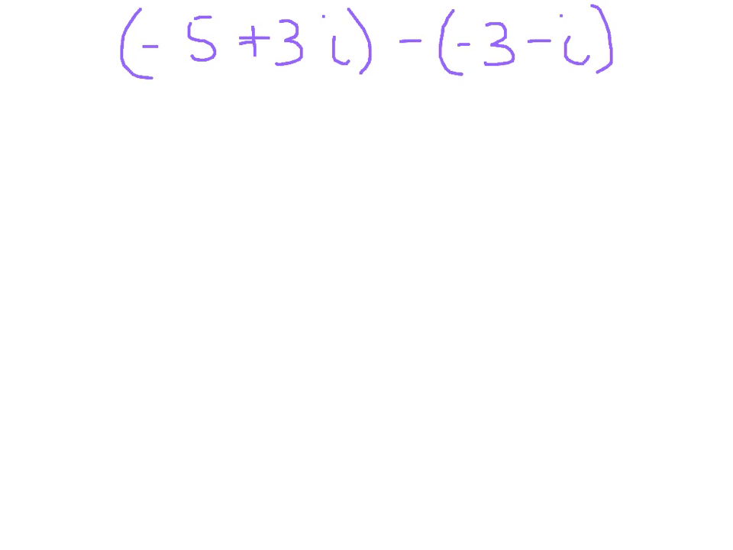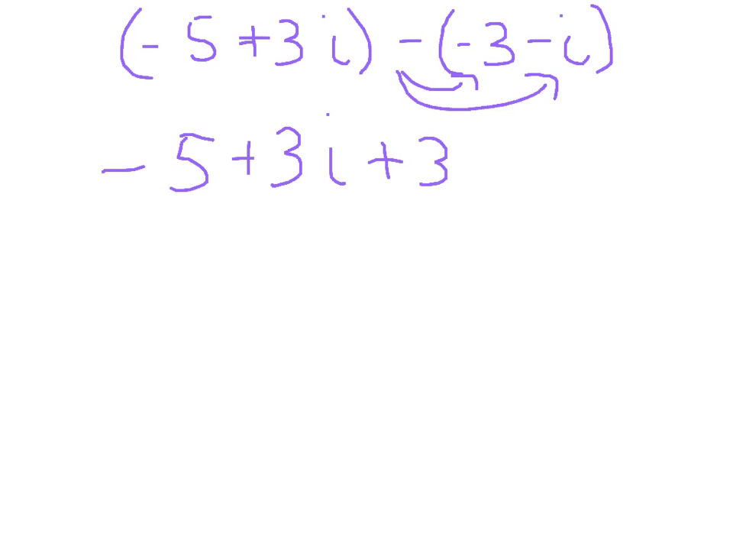If I want to subtract complex numbers, this is just like if we're adding or subtracting polynomials. I'm going to distribute this negative to both of these terms before I begin. So I have negative 5 plus 3i, minus negative 3 is going to be plus 3, and a negative times a negative is a positive, so we're going to have plus i.